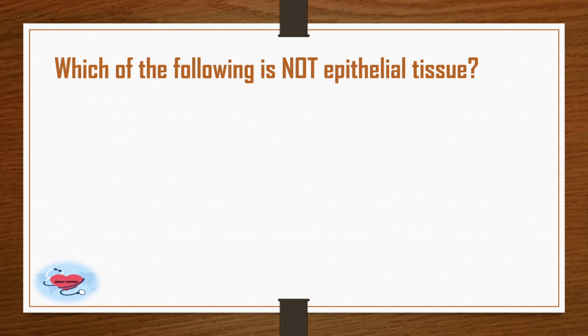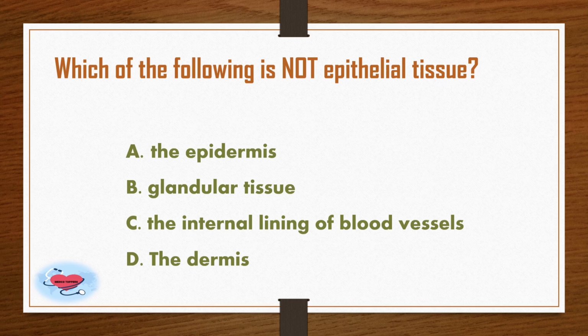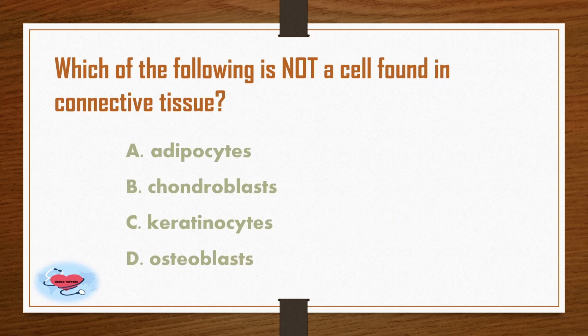Which of the following is not epithelial tissue? The epidermis, glandular tissue, internal lining of blood vessels, the dermis. Answer is D. The dermis contains some of all 4 types of tissue. Which of the following is not a cell found in connective tissue? Adipocytes, chondroblasts, keratinocytes, or osteoblasts? Answer is option C, keratinocytes. Actually, the keratinocytes are in the epidermis, which is epithelial tissue. The other cell types occur in fat, cartilage, and bones.